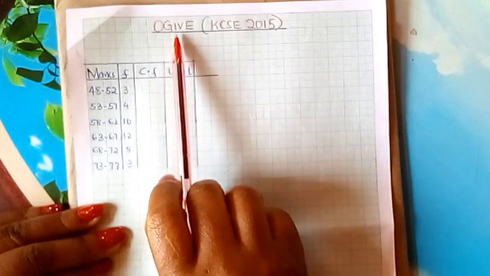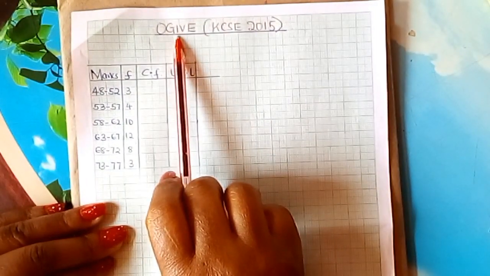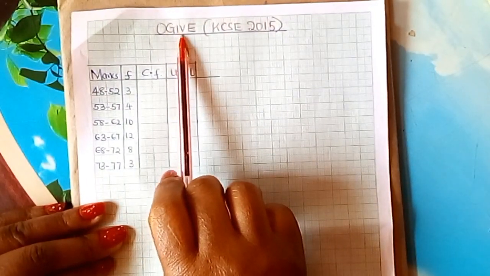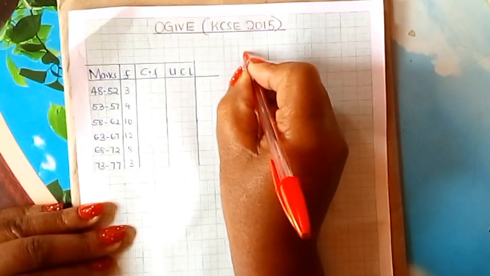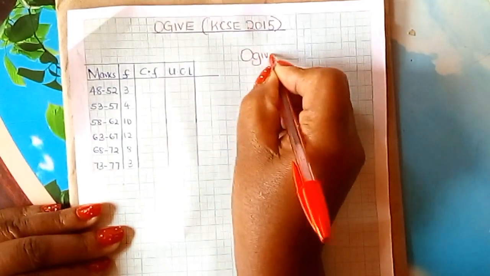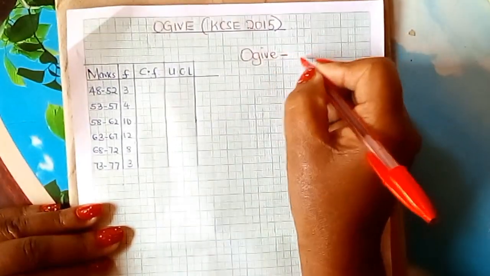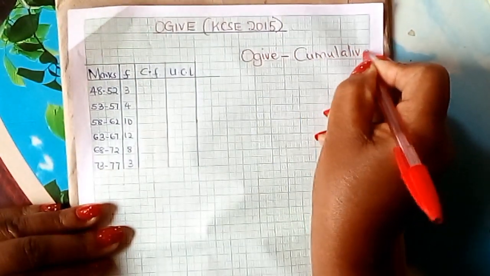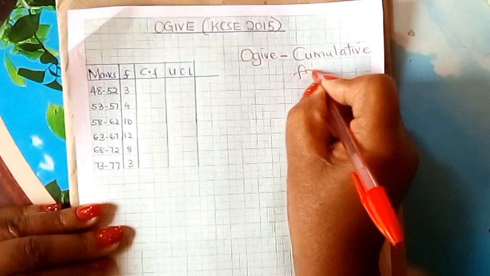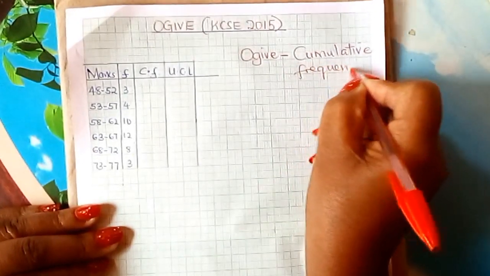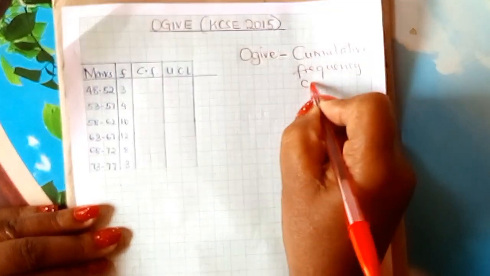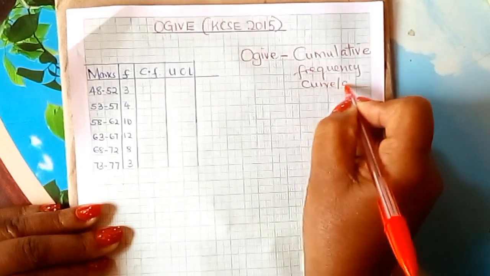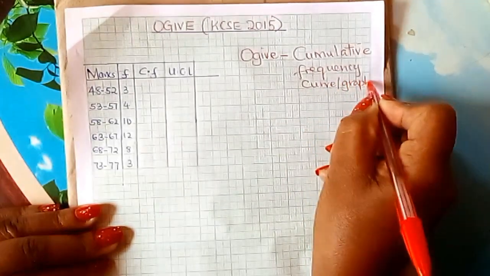We are going to look at how to draw a graph we call the Ogive. The other name for Ogive, learner, is cumulative frequency curve or graph. So it is good to know the two names.